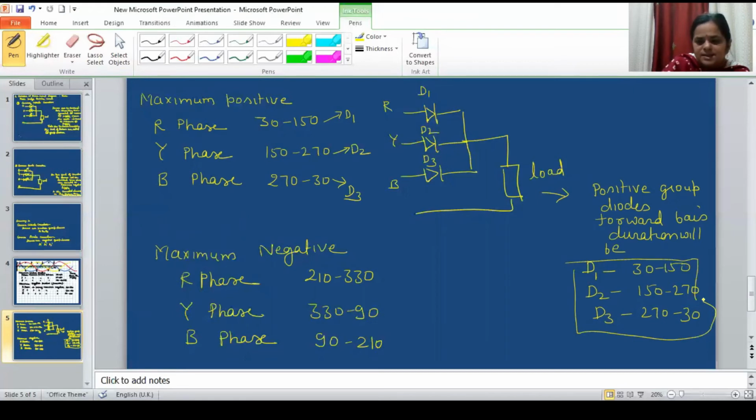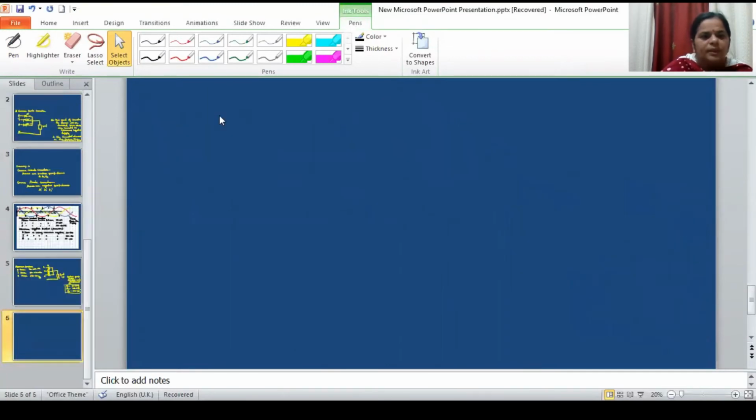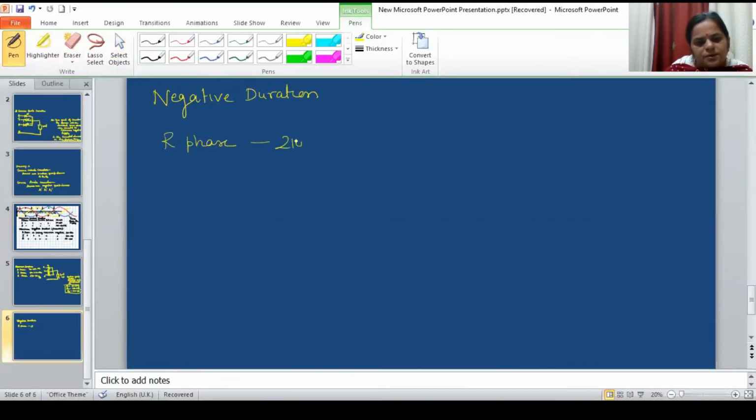positive group SCR. Now let us talk about the negative group SCR, the negative duration. So R phase, it is negative between, we have seen, 210 to 330. Y phase 330 to 90, and B phase 90 to 210.